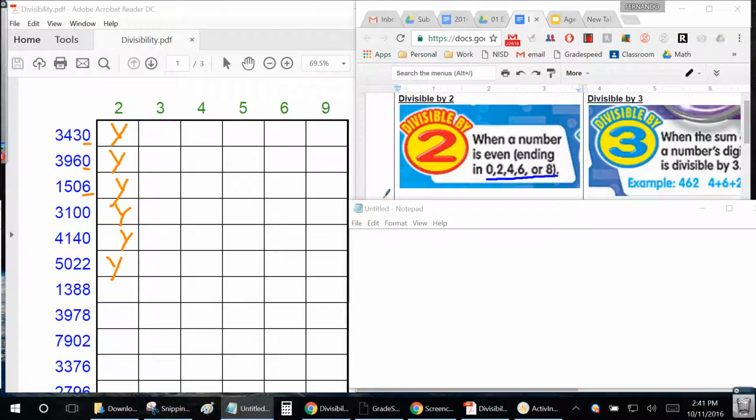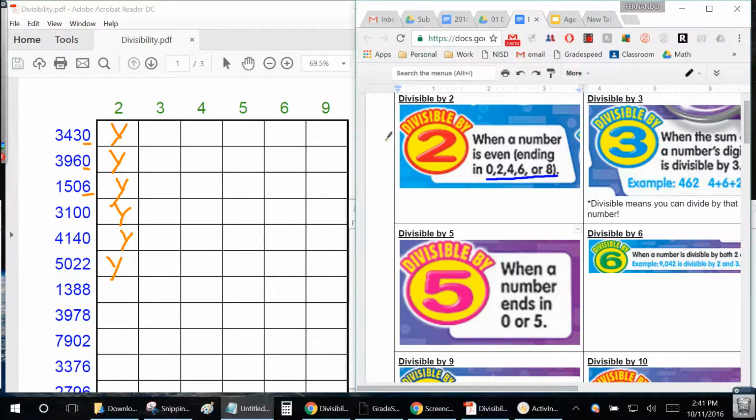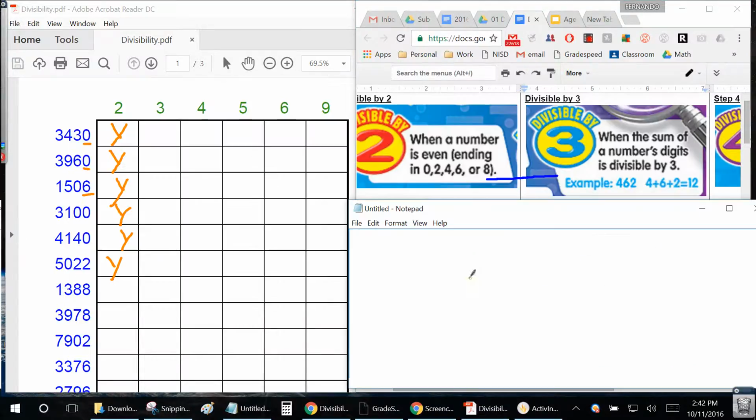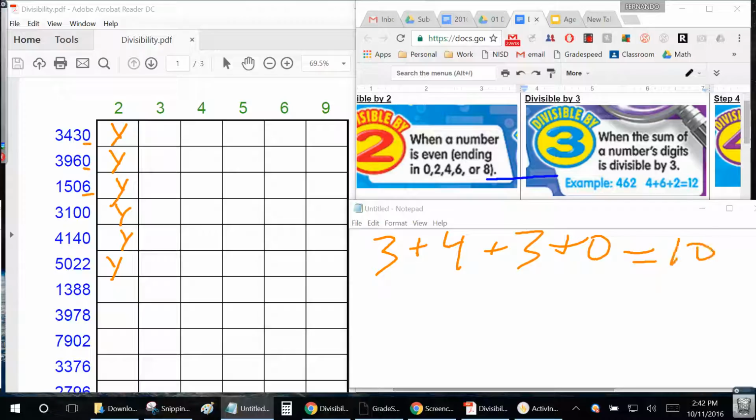Now let's see the 3's. 3's are a little bit different. For 3's, when the sum of the digits is divisible by 3, you can divide by 3 without a remainder, then the number is divisible by 3. So we get 3 plus 4 plus 3 plus 0, which equals 10. Can 3 go into 10 without a remainder? No, you're going to get a remainder, so you put no over here.